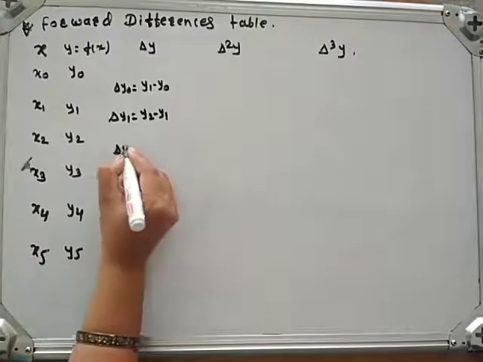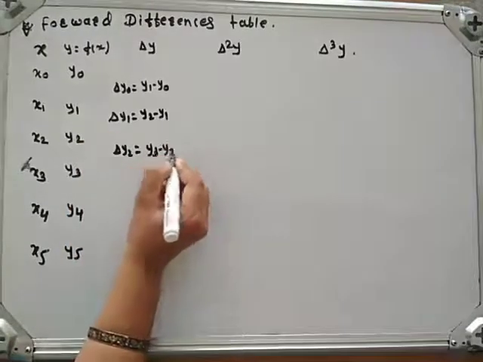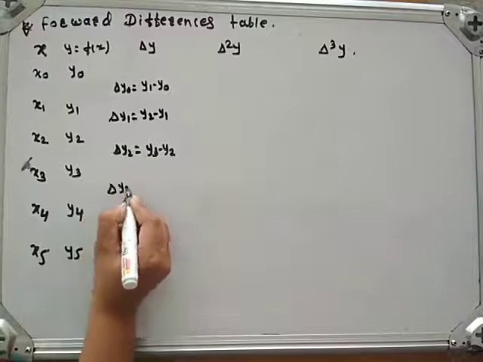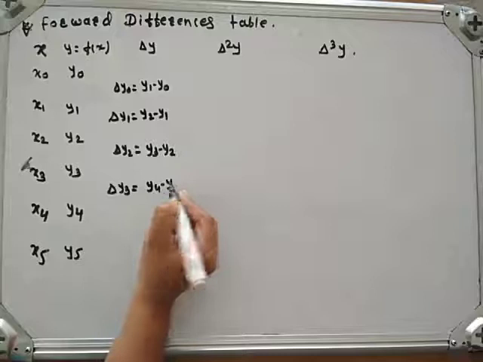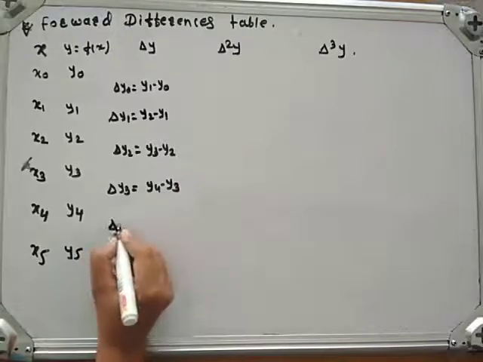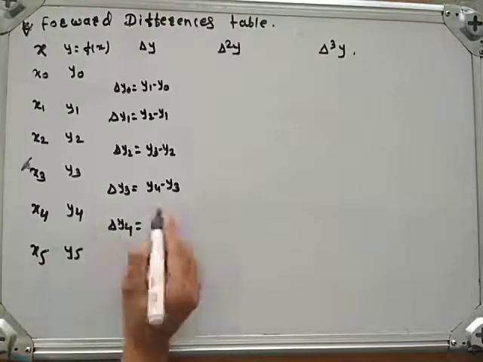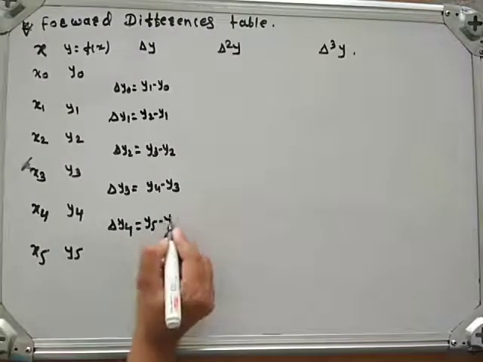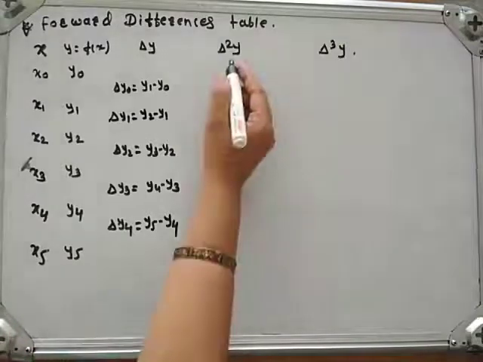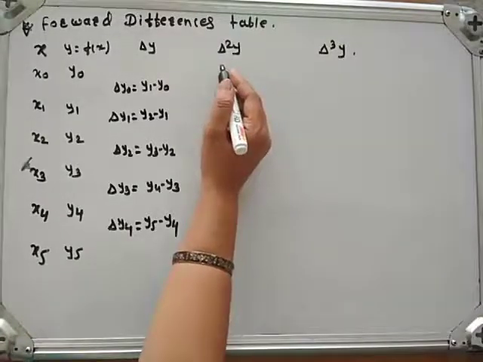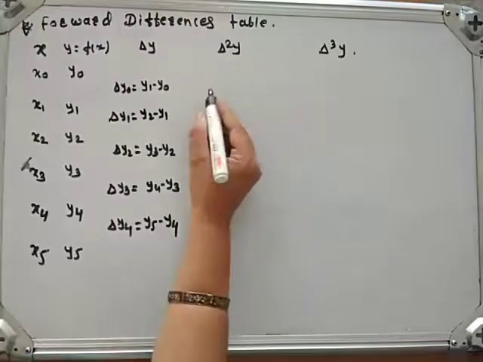Delta y2 is y3 minus y2. Delta y3 is y4 minus y3. And delta y4 is y5 minus y4. Okay. Now we have to calculate delta square, meaning we have to calculate the second order forward differences.